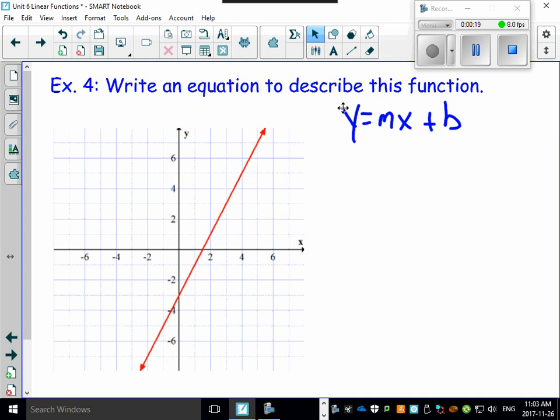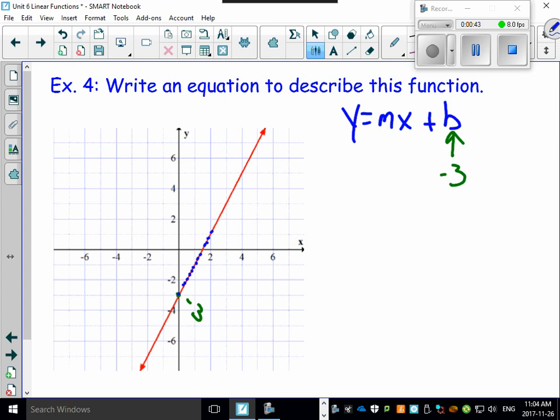So I think the first thing that we should do is try to find our y-intercept. And if you look along this nice, beautiful red line, lo and behold, there's our y-intercept at -3. So that means this guy right here is -3. Now, determine your slope from this line. Okay, go from this point and try to find another intersect that cuts this line.